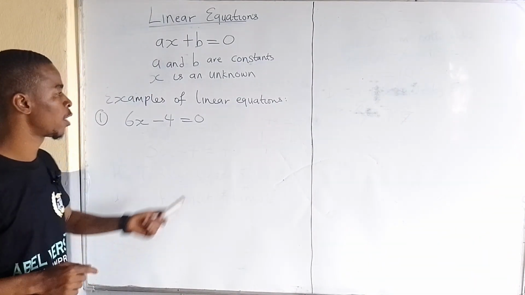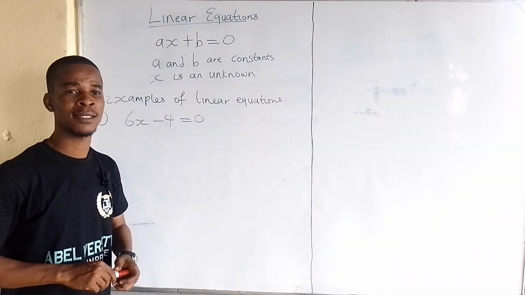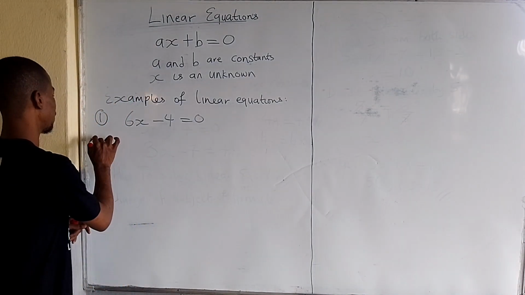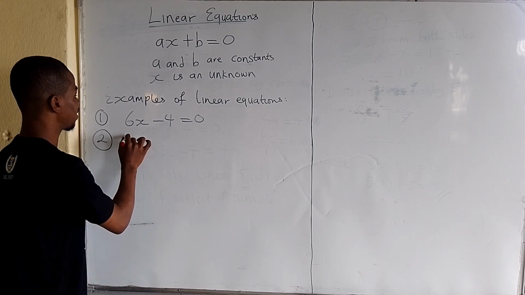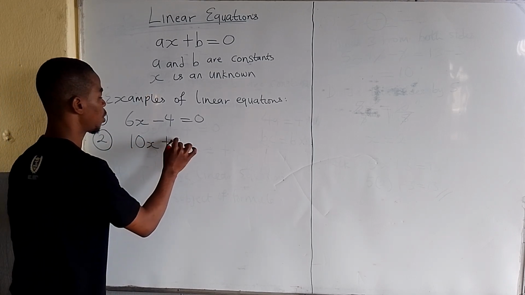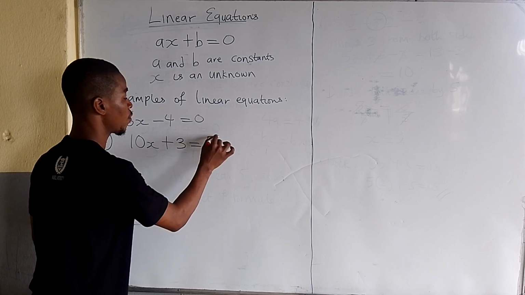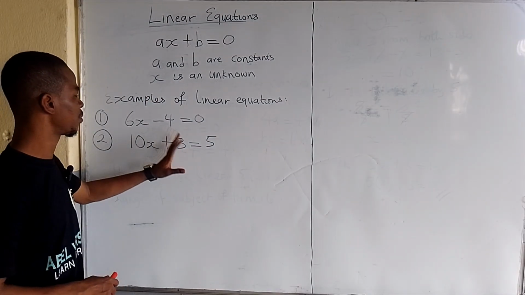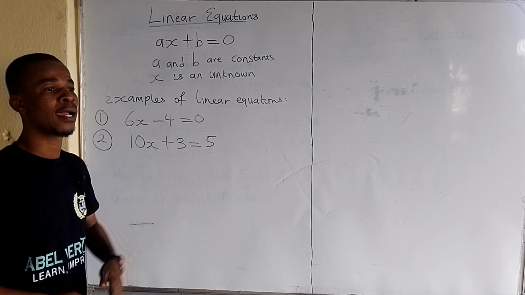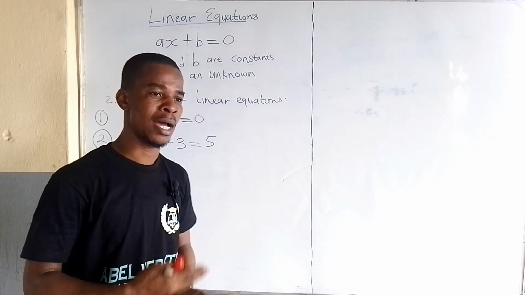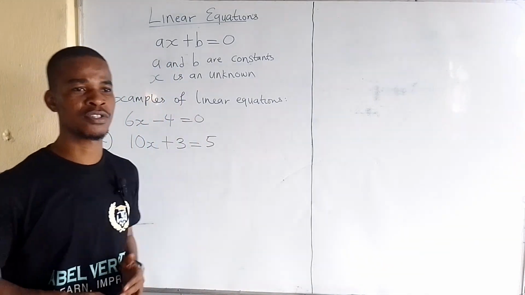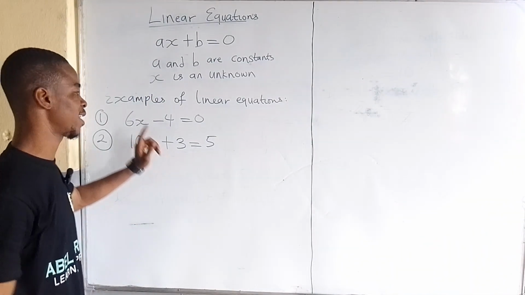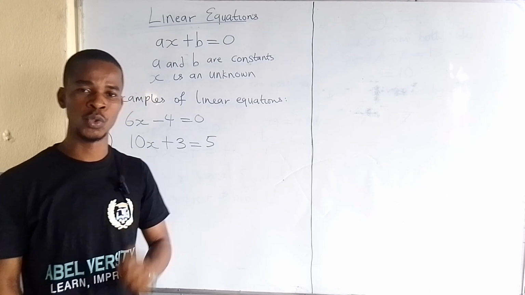But please take note, the right hand side may be any other number except 0. That means you can also have something like this: 10x plus 3 equal to 5. This is also a linear equation. And also, these constants can take fraction form and other forms where you have powers, roots, and so on. But that does not change the fact that this is a linear equation. The highest power of x there is what? 1. And x is the only unknown variable.